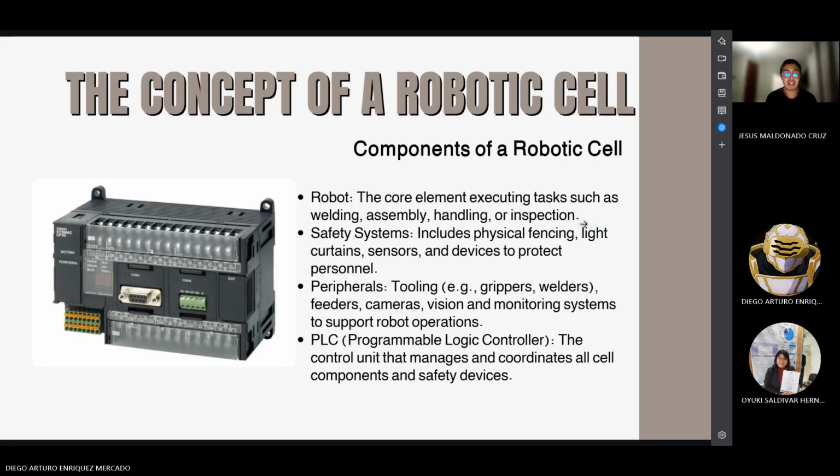Main components of a robot cell. Robots, the core element executing tasks. Safety systems, which include physical fencing, light curtains, sensors, and devices to protect personnel. Peripherals, such as tooling fixtures, cameras, vision and monitoring systems. And the PLC, programmable logic controller.